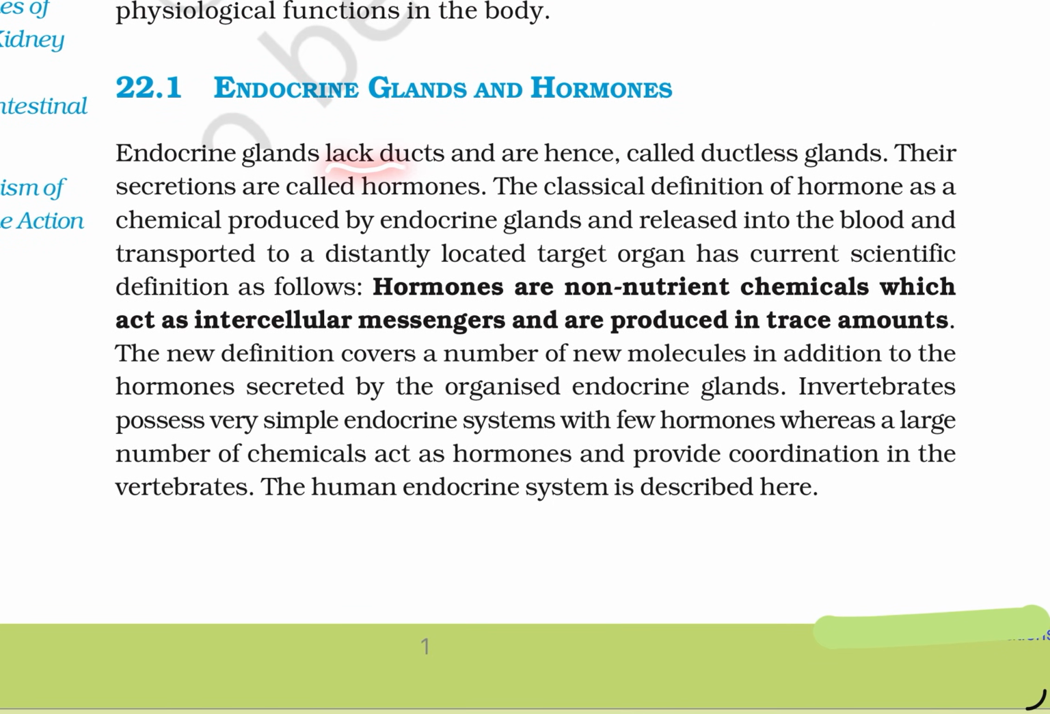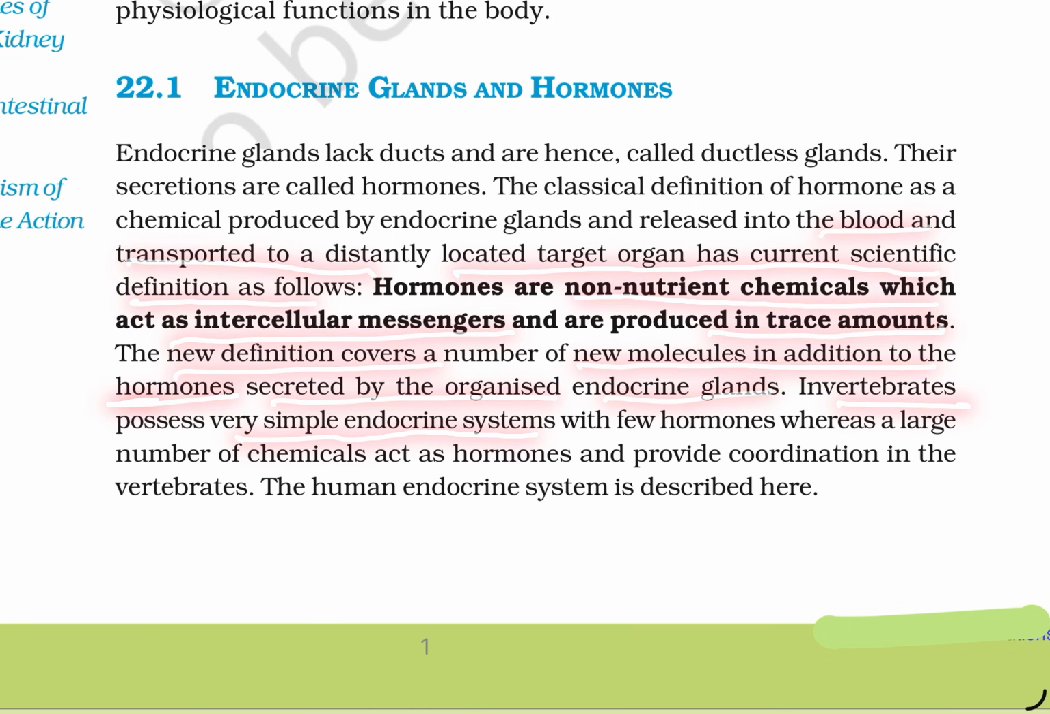Endocrine glands and hormones. Endocrine glands lack ducts and are hence called ductless glands, and they secrete several hormones. The classical definition of a hormone is a chemical produced by endocrine glands, released into the blood and transported to distantly located target organs. The current scientific definition is as follows. Hormones are non-nutrient chemicals which act as intercellular messengers and are produced in trace amounts. The new definition covers a number of new molecules in addition to the hormones secreted by our organized endocrine glands.